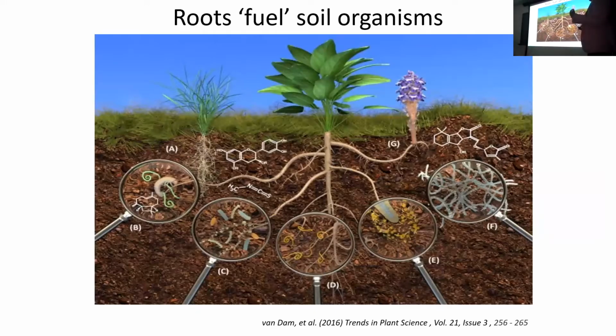But also, roots can fuel soil organisms through phytochemical activity, as well as root turnover, detached root caps, mucilage, border cells, as well as small molecular weight compounds such as strigolactones, which allows the recruitment of mycorrhizal fungi, which can then colonize root cortical cells.